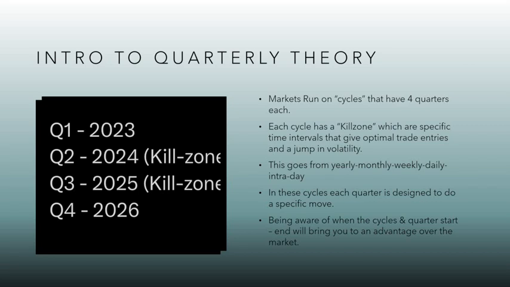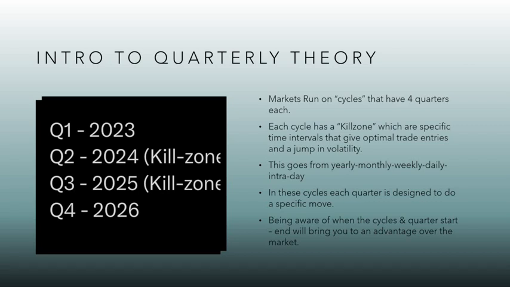So in these quarters are where your kill zones usually are, and they're usually between quarter 2 and quarter 3. Those are where your kill zones are going to be. So you're always going to want to focus on quarter 2 and quarter 3 of the cycles, right? This goes from a yearly, a monthly, a weekly, a daily, and then to an intraday cycle level.